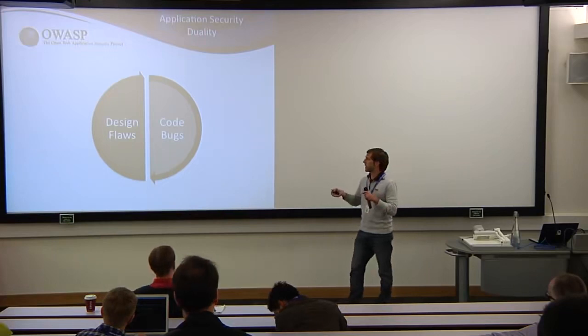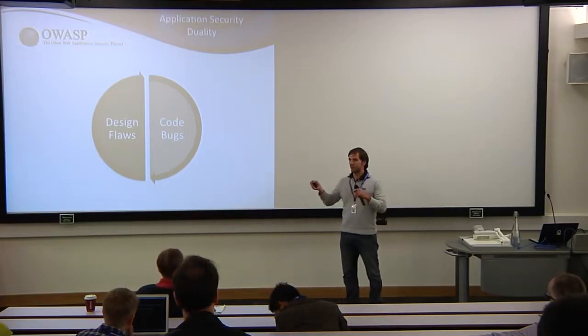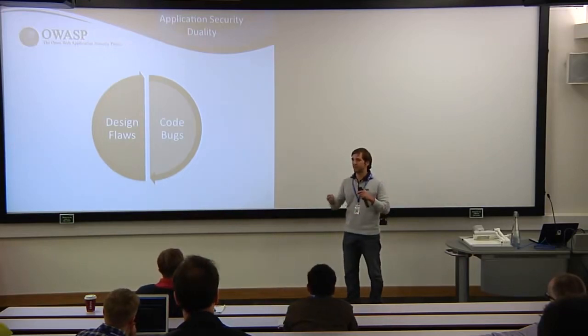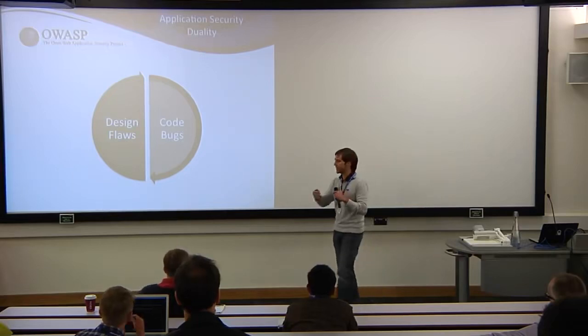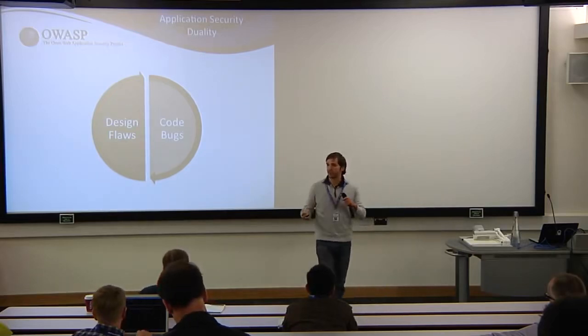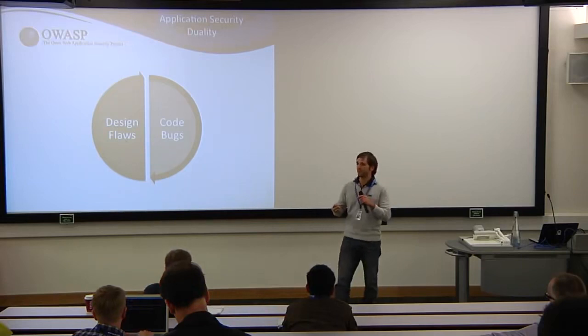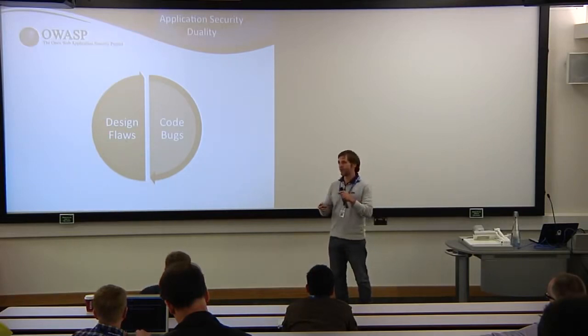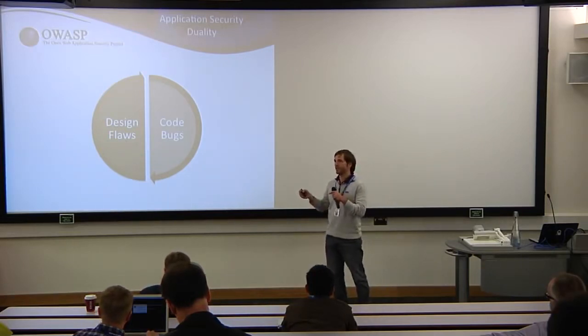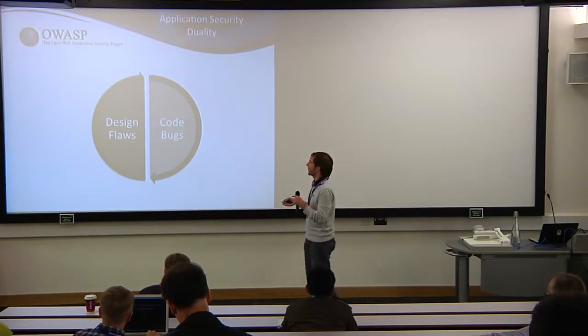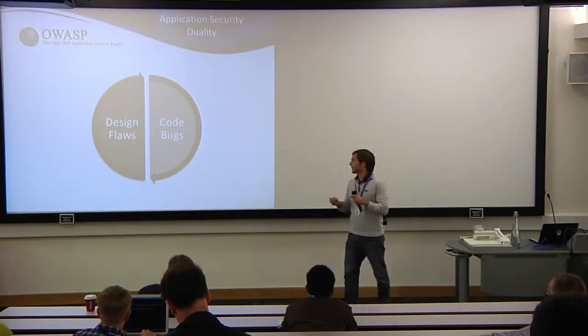So let me give some examples. For example, code bugs are SQL injection and cross-site scripting. You have a source and a sink, and you can see how the data propagates from the source to the sink, and you don't have to check the requirements or the specification for this particular application to make sense of the SQL injection and find that this is a bug, right?